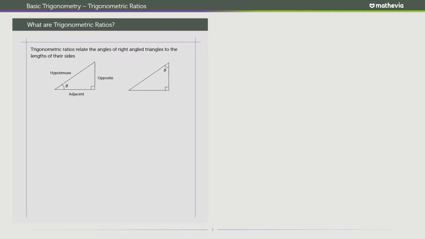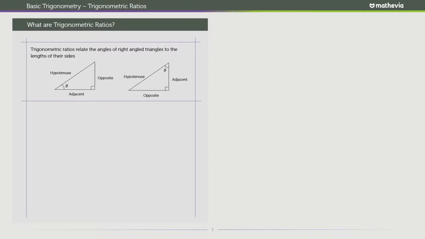Similarly, if you had a triangle like this where you have your reference angle at the top there, the longest side remains the hypotenuse, but in this case your opposite would be the horizontal and your adjacent would be the vertical. Something very important that you need to take note of.